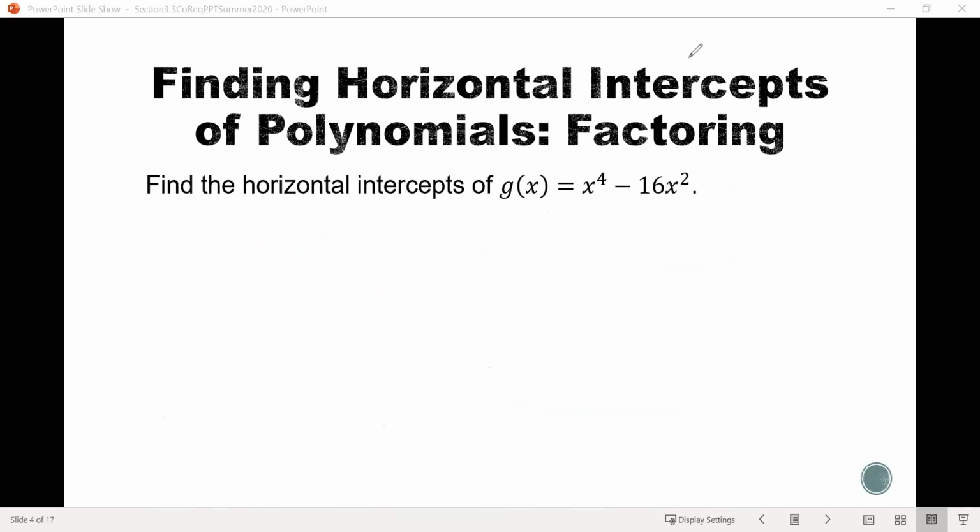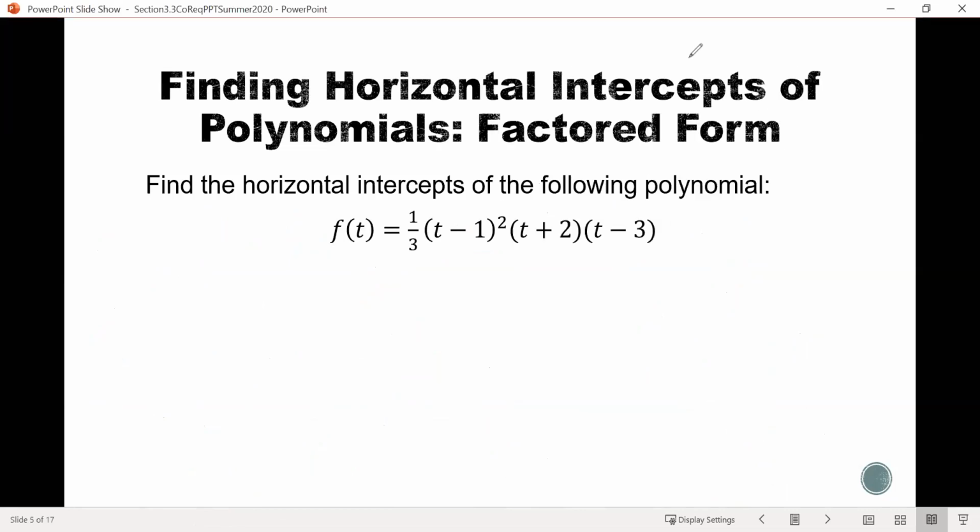Now the second technique we have for finding horizontal intercepts is the one where the function is already given in factored form, which is what we see here. Everything's already been factored out. And again, we'll start by setting the equation equal to 0.